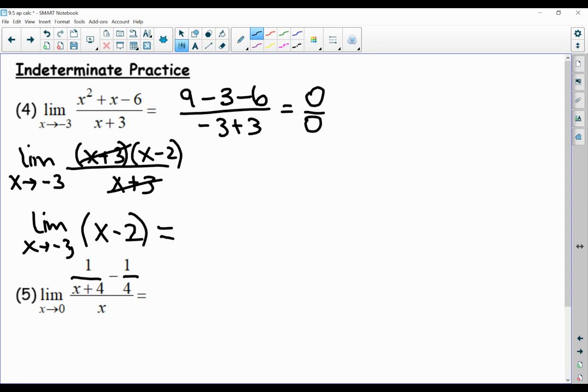So now if I find this limit, I'm going to plug in -3. Notice that at the substitution step, the limit command is gone again because I'm actually calculating the limit by plugging in the number. And I end up with a limit of -5.